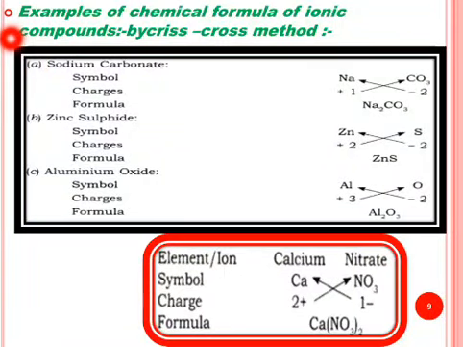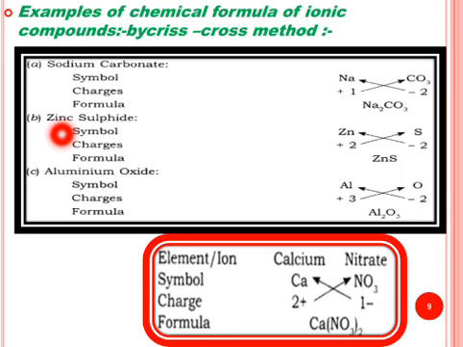Now let us practice some more examples of writing chemical formulae of ionic compounds by the crisscross method. See this example, sodium carbonate. First write the symbol of constituent ions. First write cations, which are from metals, and then write anions, which are formed from non-metals. Then write the charges. What is the charge on sodium ion? That is plus 1. And what is the charge of carbonate ion? That is minus 2. Then crisscross their charges and get the formula Na2CO3.